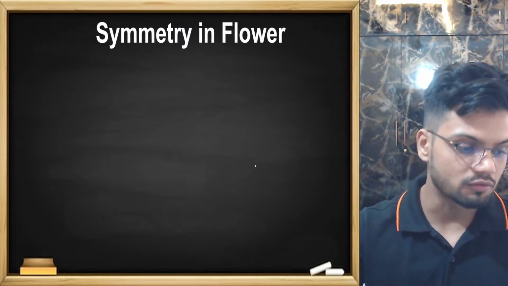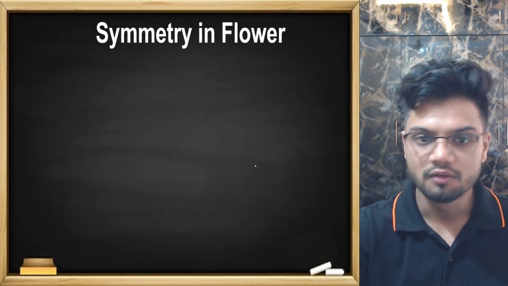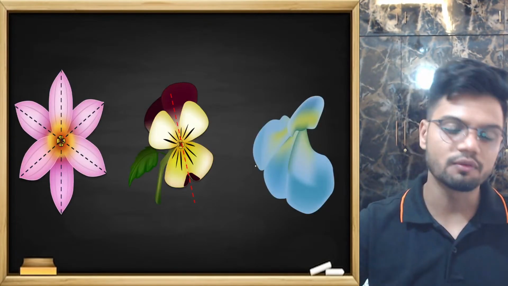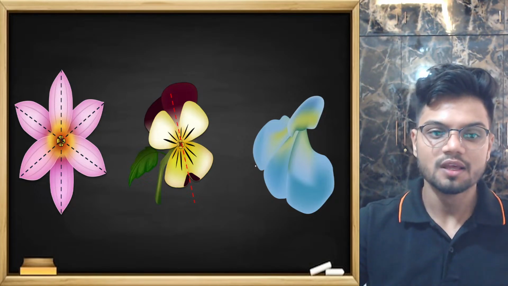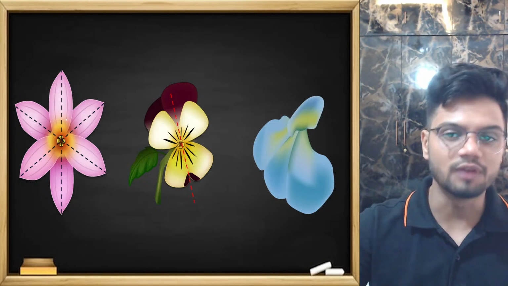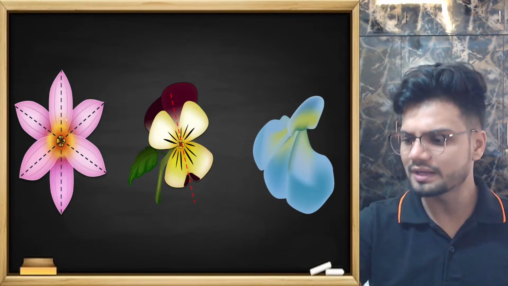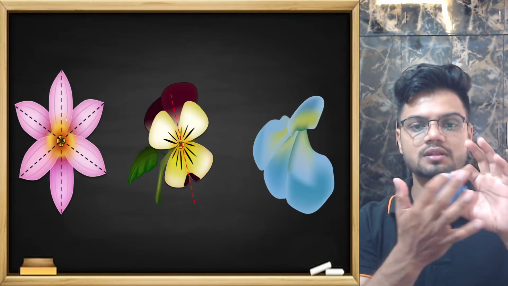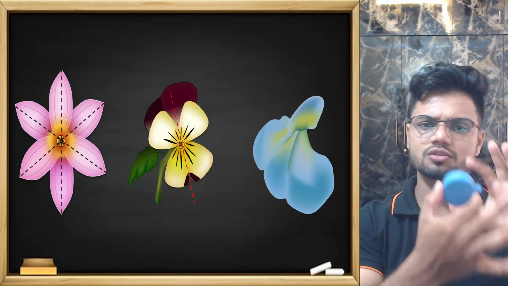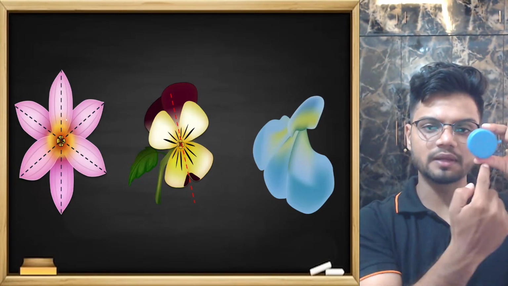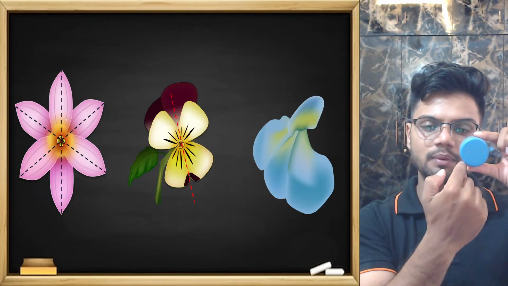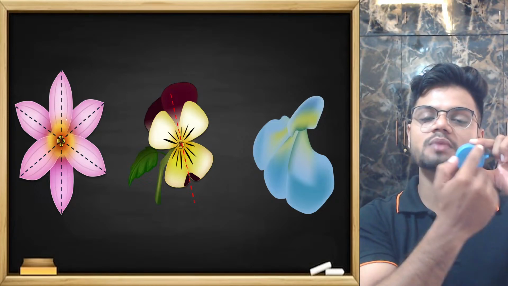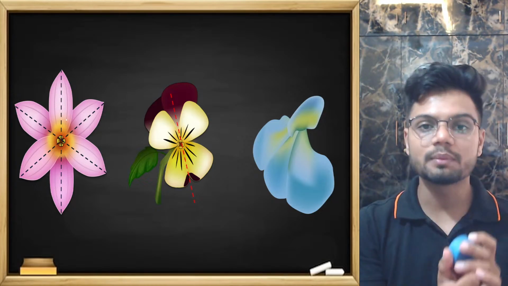Now, symmetry in the flower. Very beautiful, understanding symmetry. For example, students, can you see all these flowers? Yes, we can see all these flowers. Let's take a simple example. Here I have a spherical, round circular structure. If I can cut it in one plane, two planes, three planes, or any plane, can I keep cutting in any plane? That becomes radial symmetry.